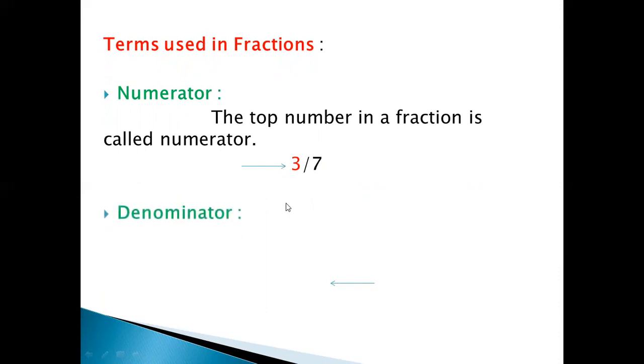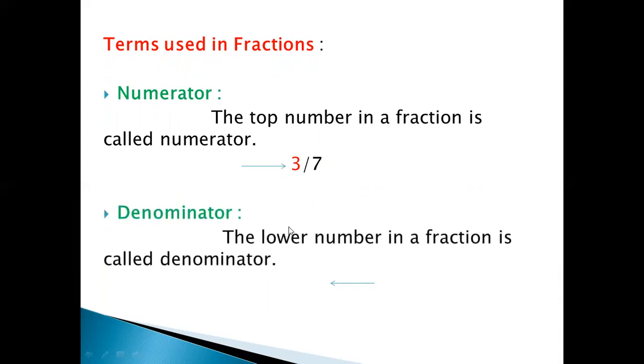What is the denominator? The lower part, the lower number in a fraction is called denominator. Look at this example, 3 over 5. This is the lower number. So this is called denominator. Top number is called numerator. Lower number is called denominator. Here it is numerator and this is denominator. Top part is numerator and lower number is denominator.